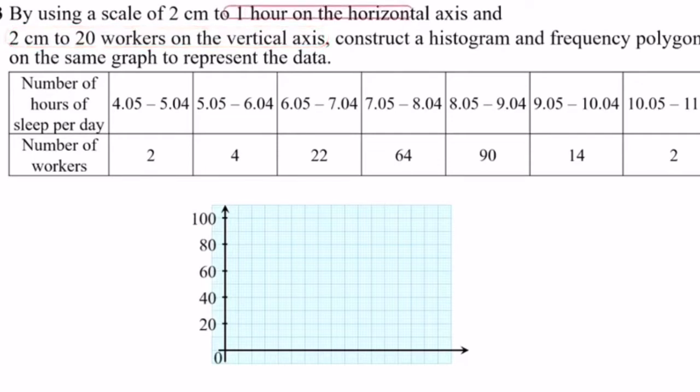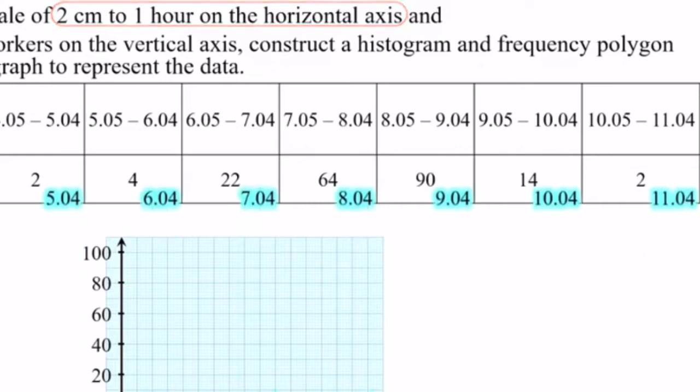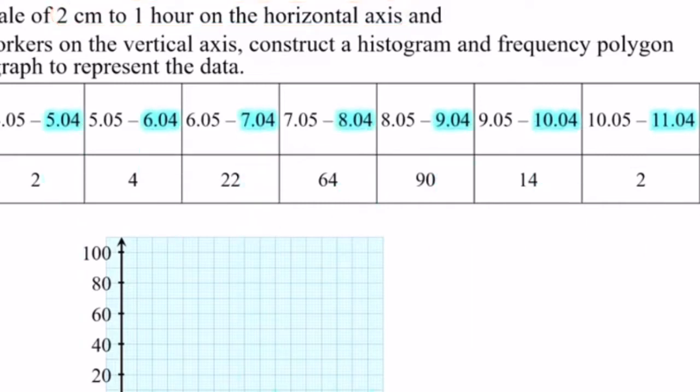So the highest frequency is 90 and the lowest is 2, so we need at least above 90 for the frequency. Now we need to find a midpoint for number of hours of sleep per day. So let's label. Let's say we use the upper boundary to draw.